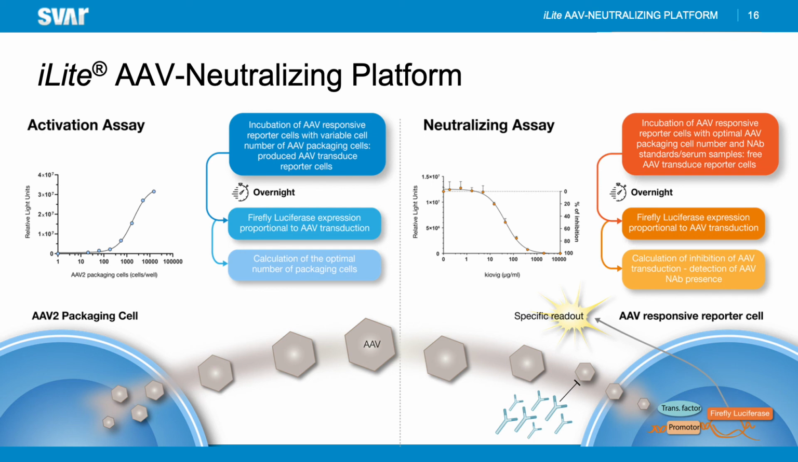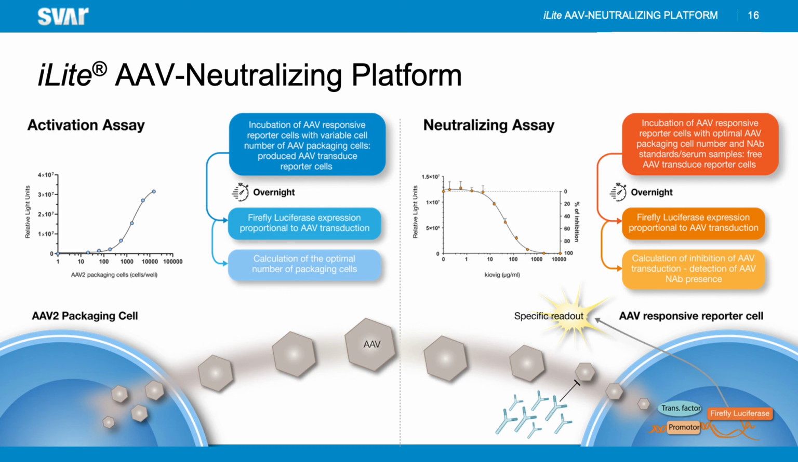It is a two-cell line setup with packaging cells and AAV-responsive reporter cells. The AAV packaging cells contain a genetic element which is packed into a serotype-specific capsid and acts as a transcription factor. It binds to a synthetic promoter for specific activation of luciferase expression in the AAV reporter cells.